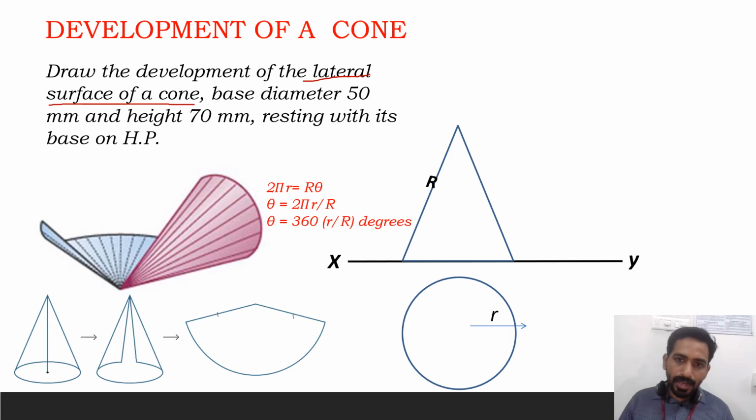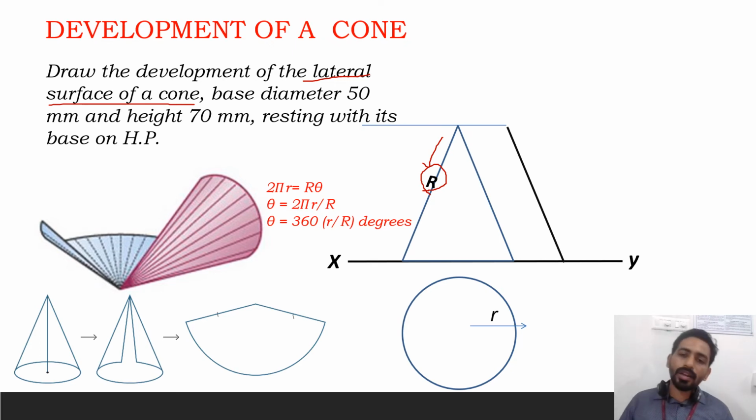And I'll take the length of the generator as R, capital R. So this will have true length because the corresponding top view will be parallel to XY line. So this generator is having true length. Now I'll draw the parallel line and draw the generator which is parallel to this one.